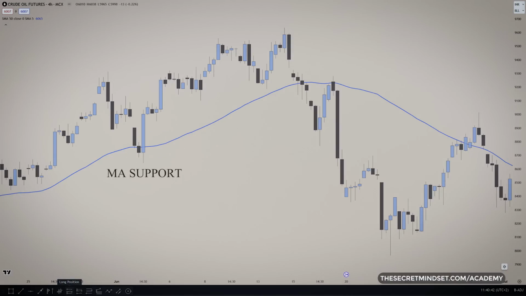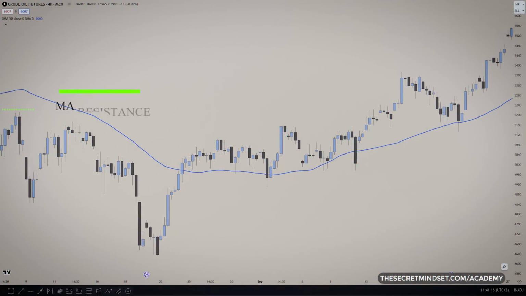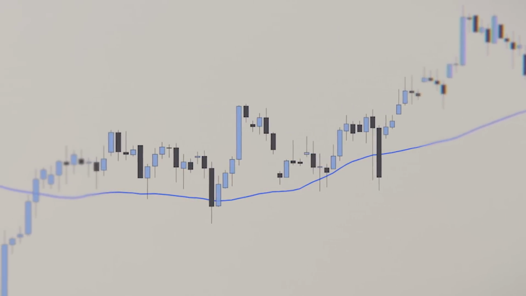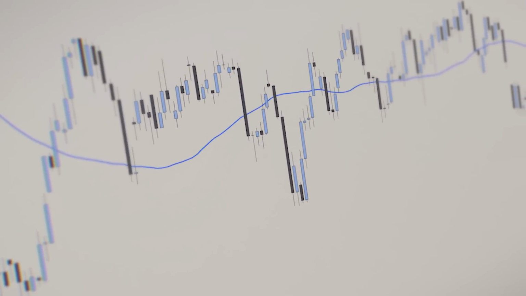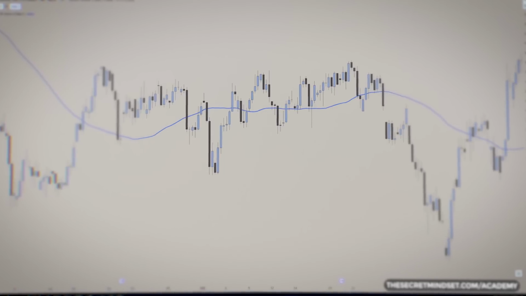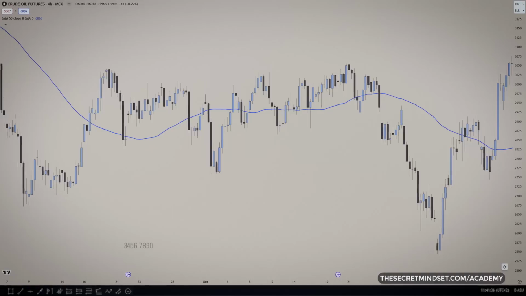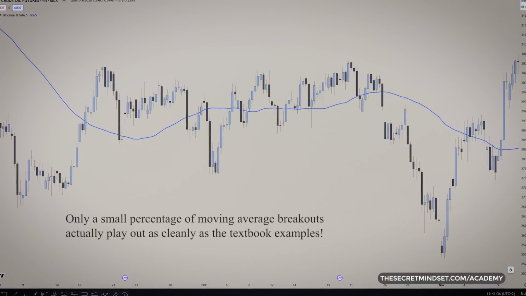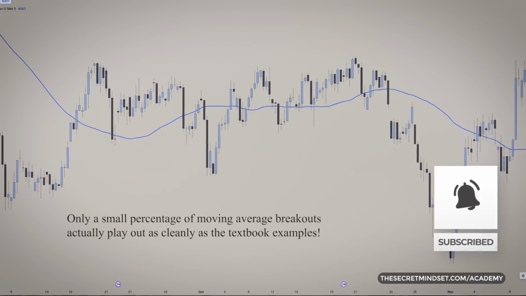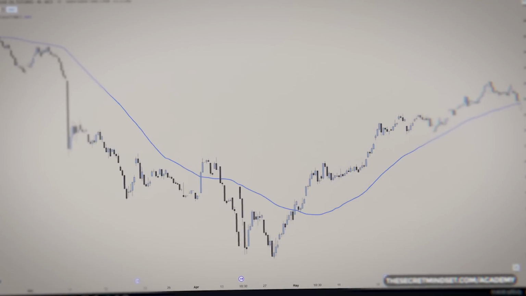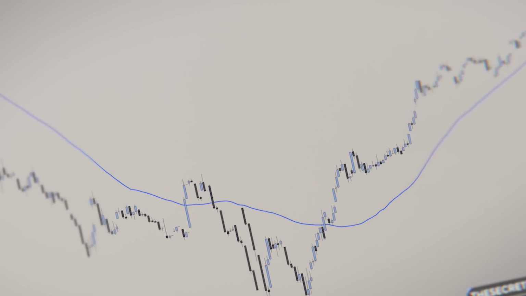A moving average acting as dynamic support turns to resistance once broken, and the previous line acting as resistance morphed into perfect support on retest. It's the kind of signal every technical trader lives for. We all took this kind of trade in the past. But as obvious as some of those patterns look in hindsight, there is an important thing most people miss. Only a small percentage, maybe 15 to 20% of moving average breakouts actually play out as cleanly as the textbook examples. It all comes down to understanding how moving averages work.